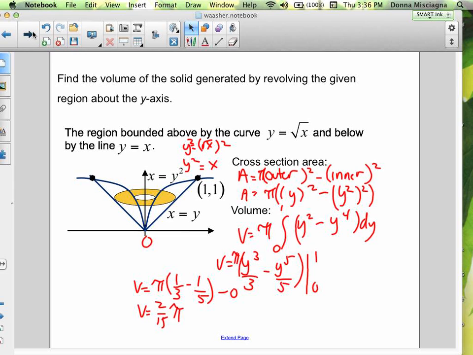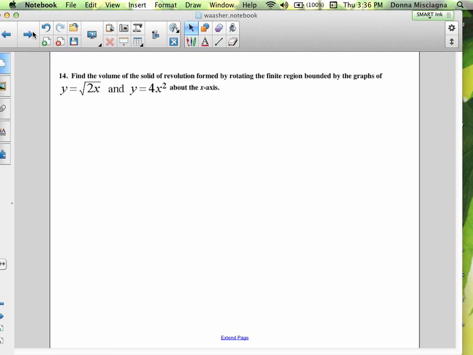I'm going to do the next one from start to finish. I have no graph here. We have nothing but the problem. We want to find the volume of the solid of revolution formed by rotating the finite region bound by the graphs of y equals the square root of 2x and y equals 4x squared.